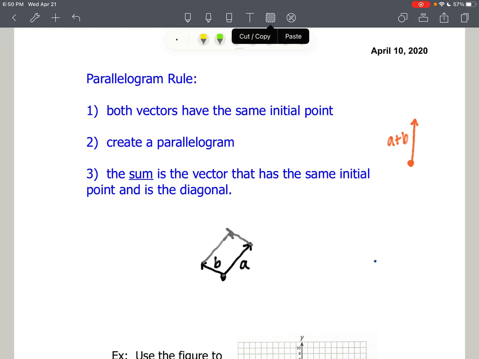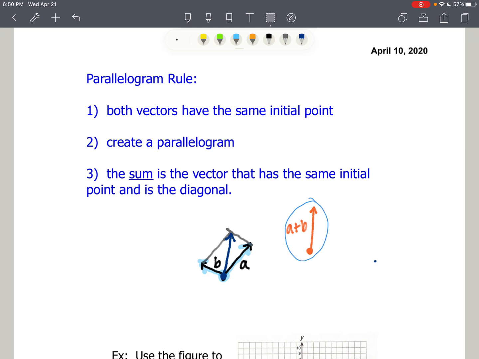Now, our sum is going to have the same exact initial point. See this initial point right here? That's the initial point of both vectors, of vector A and vector B. The sum is going to have the same exact initial point. Okay, I'm going to do this in blue. The same exact initial point as A and B, and it's going to be the diagonal of the parallelogram. And we know that this is going to be the sum as well, and look at that, it's the same exact vector.